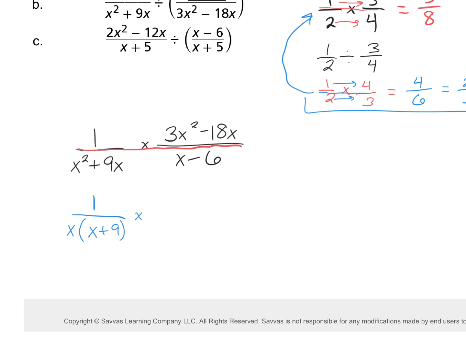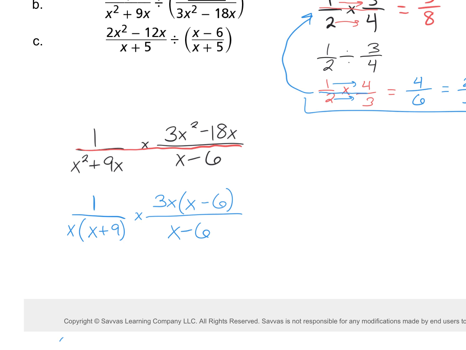Second fraction, how can I simplify this top part? How many terms do we have? 2 terms, so that means we just see what they have in common. What do they have in common? Take out 3x. A 3 and an x. So if I take that out, what do I have left? x minus 6. Yep. And then on the bottom, can I do anything with x minus 6? No, so I keep it.